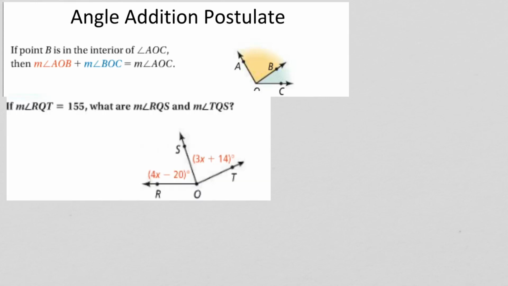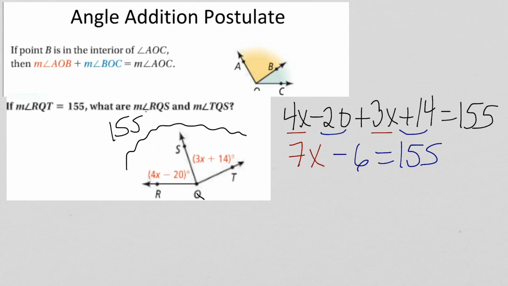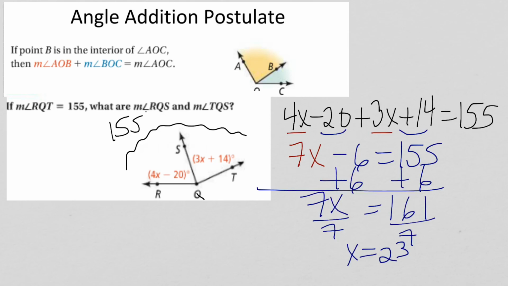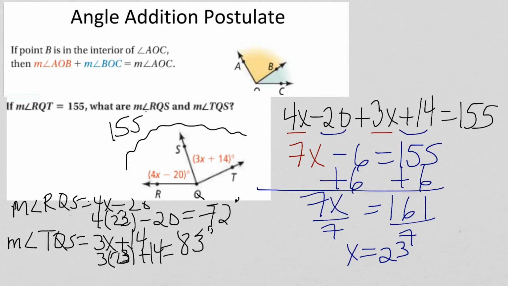All right, here I'm telling you that this whole big angle, RQT, is 155 degrees. I want to know what each of these two small angles inside are. One angle is represented as 4x minus 20 degrees and the other as 3x plus 14 degrees. This is the angle addition postulate like above. I'm going to set up my algebra equation by adding them up to equal 155. I add my like terms, 7x and negative 6. Now I keep going and solve for x. Okay, I get x to be 23. Now let's plug that in to get each angle measurement. When I plug in 23 for x, I get 72 degrees for angle RQS and 83 degrees for TQS.